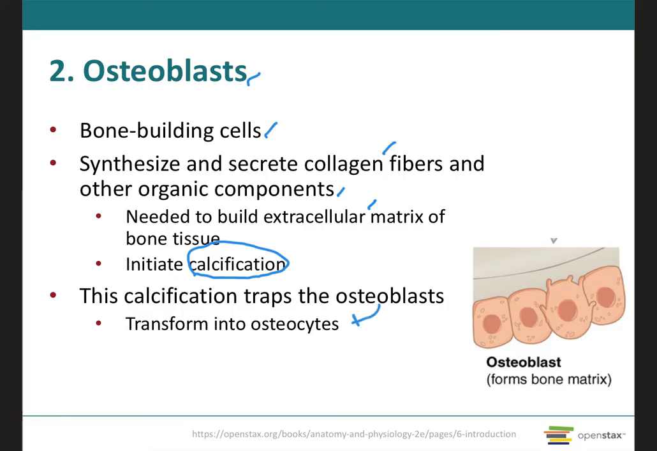Therefore, they will become trapped in their own secretions, and eventually they will mature into osteocytes. It is also important to note that cells that end in blast, in bone or any other connective tissue, secrete extracellular matrix. Also, another tip to remember the functions of the osteoblasts, as they are similar in name to the osteoclasts, and this can be a little bit confusing, is that osteoblast has the letter B, therefore they will be responsible for building the bone, as they are the ones responsible for producing the material responsible for the formation of the matrix. Again, B for building.